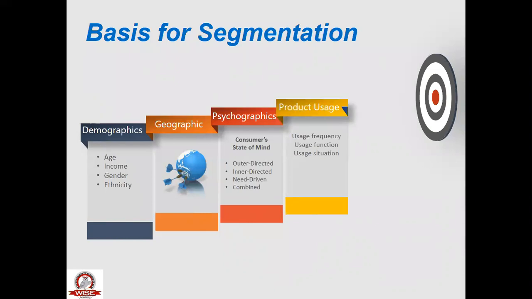Product usage. So here we're looking at usage frequency, usage function, and usage situation. So the usage frequency refers to how often the product is used, irrespective of the product functions that are used or the different applications for which the product is used. Usage function refers to what extent the product features or functions are utilized by the customer, regardless of how the product is used. And then lastly, the usage situation refers to the different applications for which a product is used and the different situations in which a product is used.